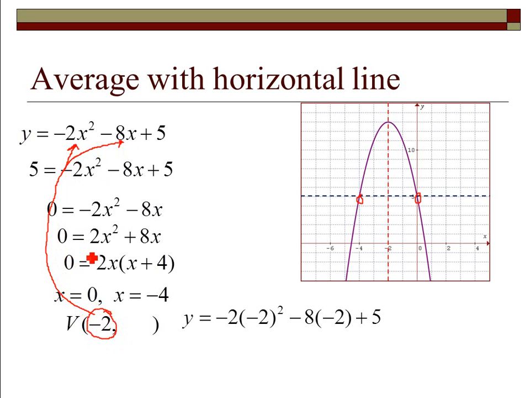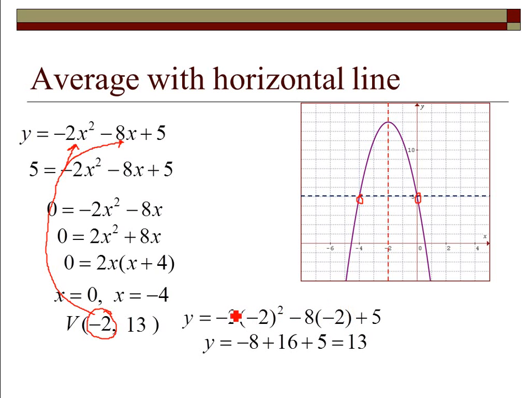So I get negative 2 times negative 2 squared. Negative 2 squared gives you positive 4, times negative 2 will give you negative 8. And I have negative 8 times negative 2, so that's plus 16, and plus 5, which is going to end up equaling positive 13. So there is my y coordinate. Now I'm ready to put my equation.